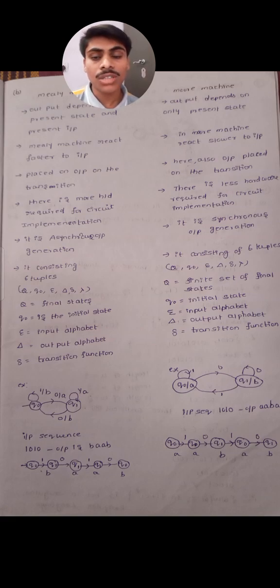Here is the example of a Mealy machine. Here q naught moves to q1. The input alphabet is 1, 0. See this diagram, we can easily understand the Mealy machine. Next, the Moore machine example. Q naught with output 0 moves to Q1 with output B. See this diagram, we can easily understand the Moore machine.